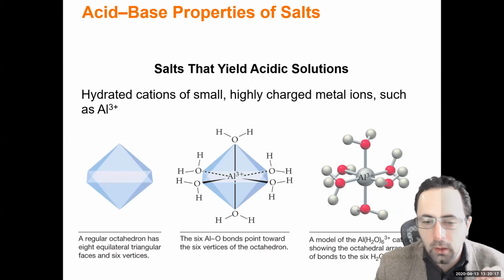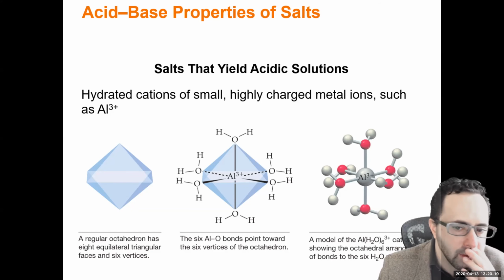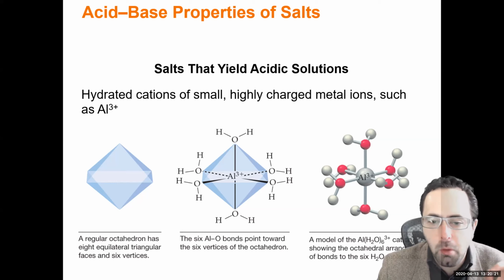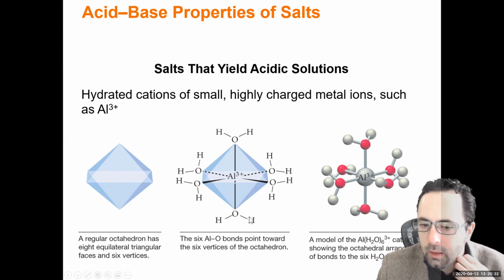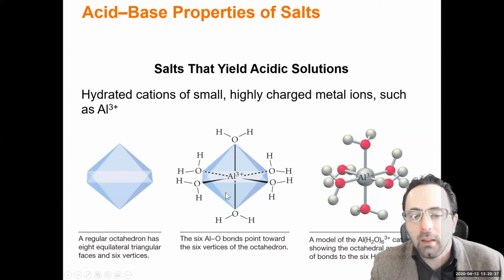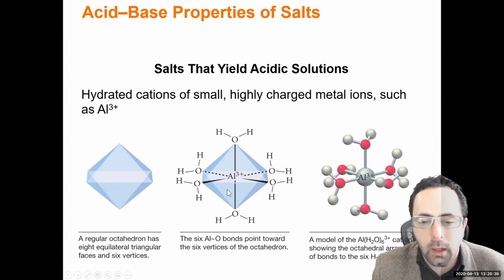There are other cations that can make acidic solutions. They are small, highly charged cations. So we're talking about elements that are in the first 4 rows of the periodic table near the top, particularly those that are very high in charge. The best example is aluminum positive 3.